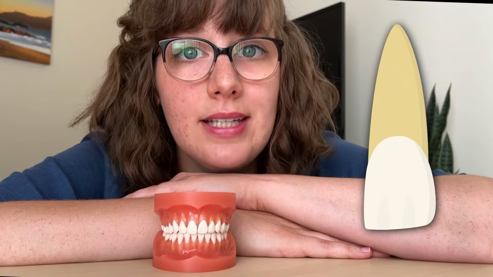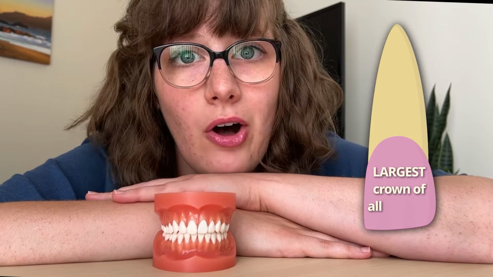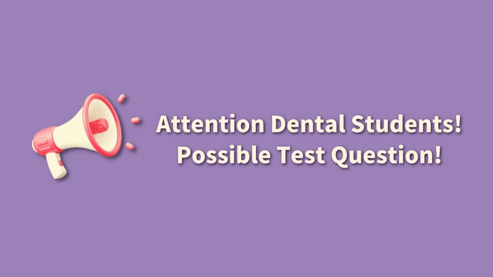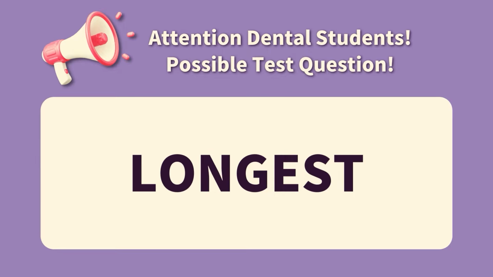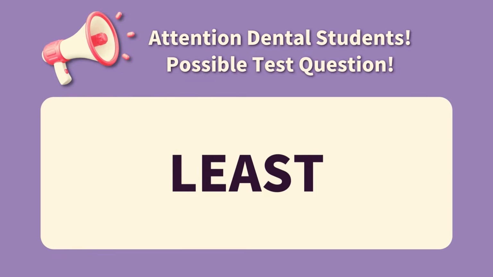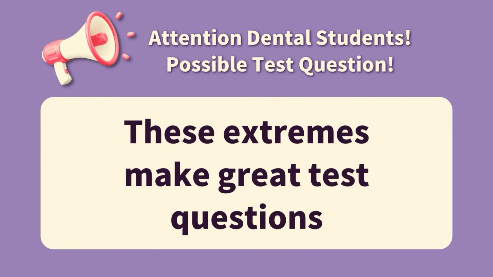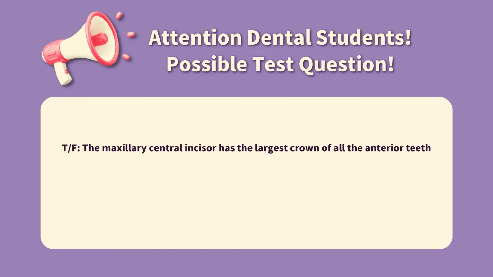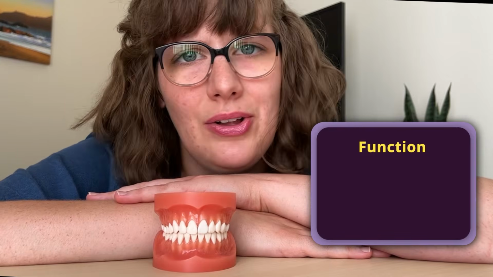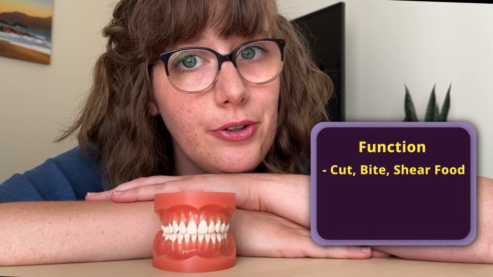The maxillary central incisor has the largest crown of all the incisors. Attention dental students, when studying for your dental anatomy tests, be aware of descriptions like largest, longest, most, least, and smallest. These extremes make great test questions. For example, true or false, the maxillary central incisor has the largest crown of all the anterior teeth. True.